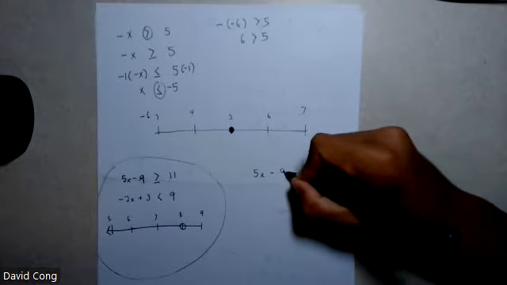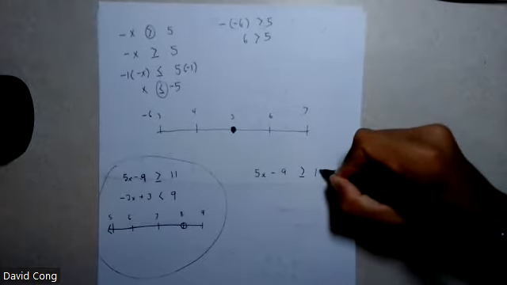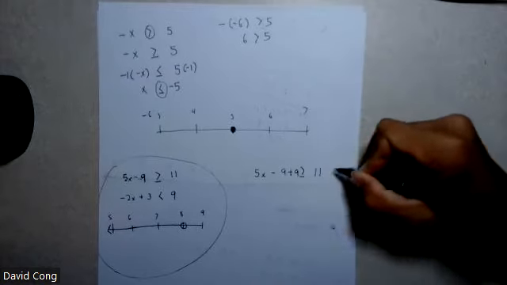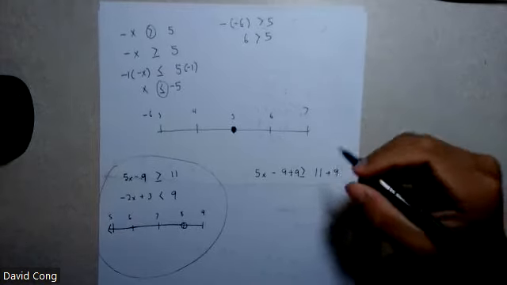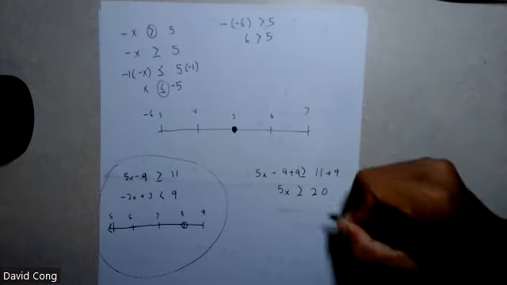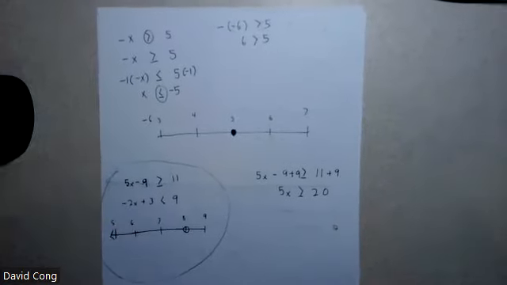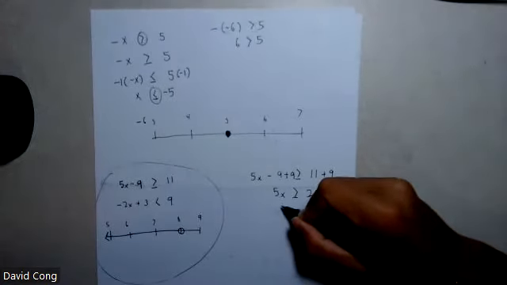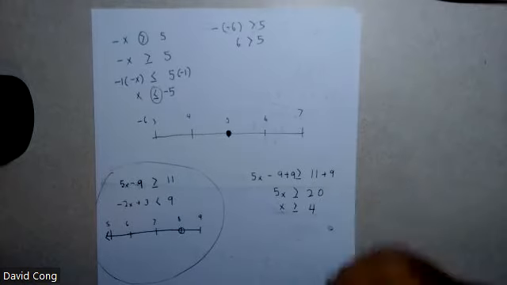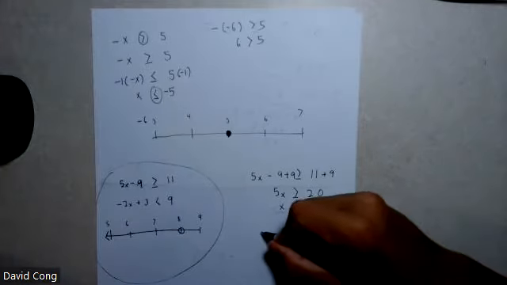5x minus 9 is greater than or equal to 11. We want to isolate the 5x, so we add 9 to each side. So we have 5x is greater than or equal to 20. But we don't want 5x, we want x alone. So we divide both sides by 5. x is greater than or equal to 4. On to the next one.